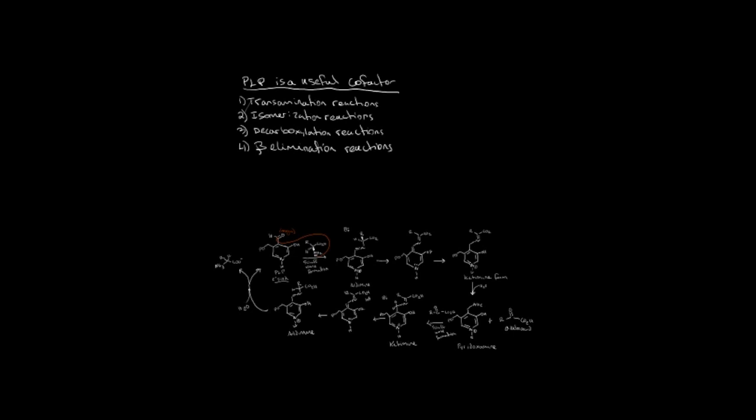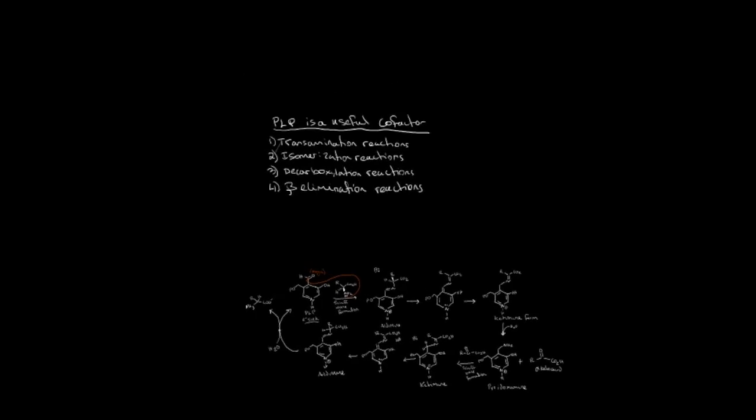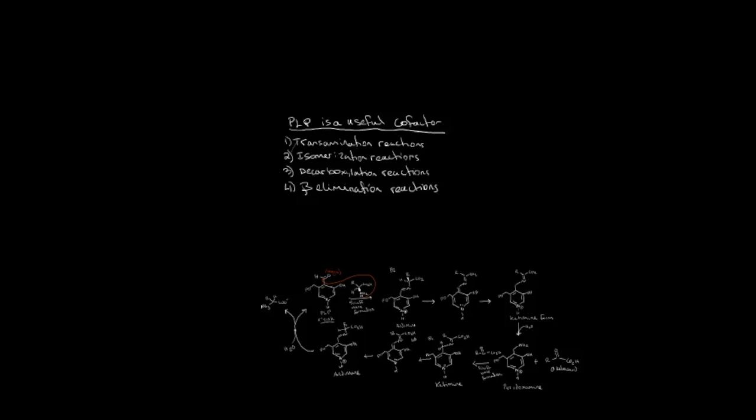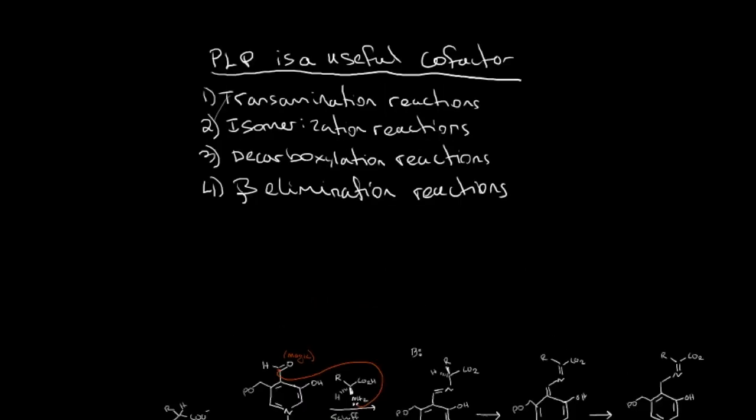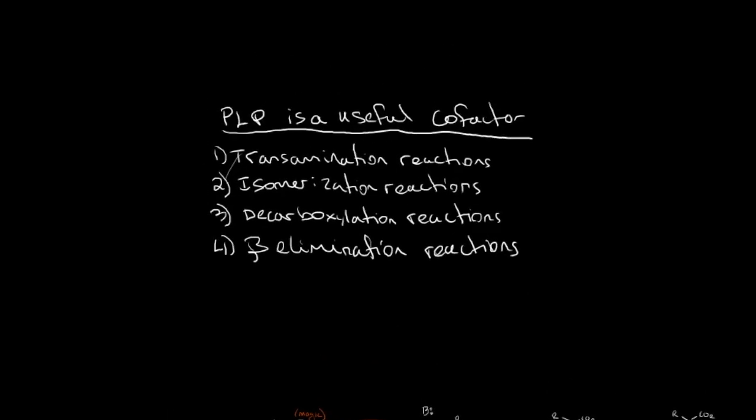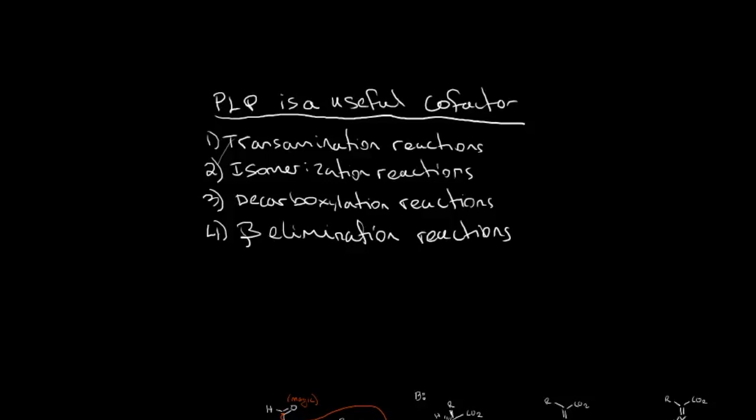Alright, so here's a list of things that PLP can do. Like I said, it's a useful cofactor. It can do transamination reactions, which is what I will show you in just a second. It can do isomerization reactions, which I'll also show you. It can do decarboxylation reactions, which you just saw. It can also do some interesting beta elimination reactions. This is specifically true in amino acid degradation, but we won't go over that today. If you're interested in that, let me know and I can send you something.